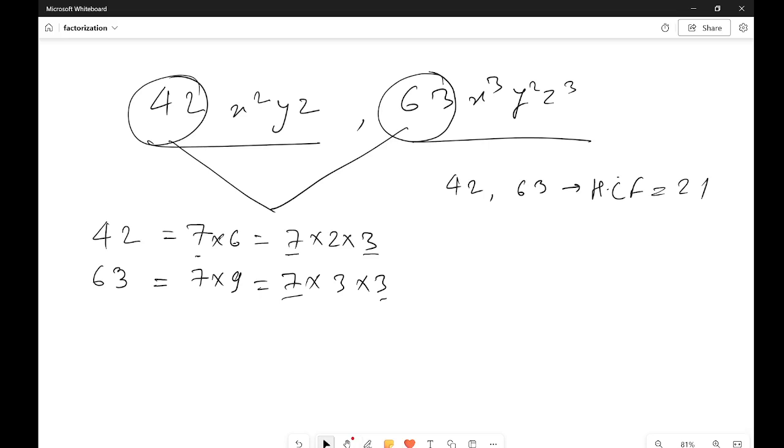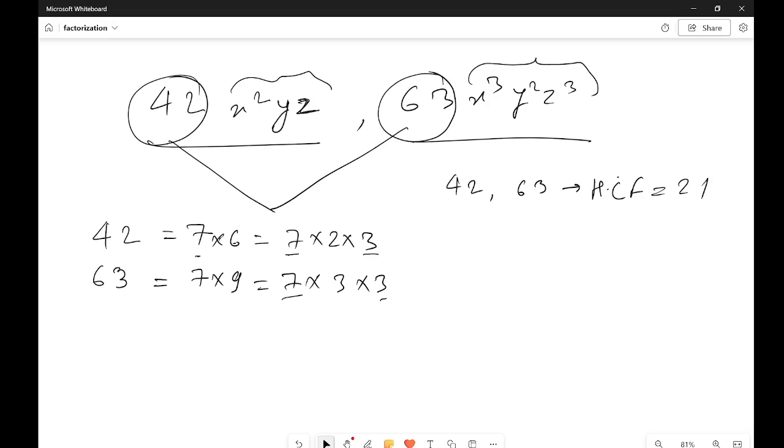So now the second part, which is expressions. What expressions do we have? We have x square yz. Okay, yz, this is not square, this is yz. And the second expression we have is x cube y square z cube.